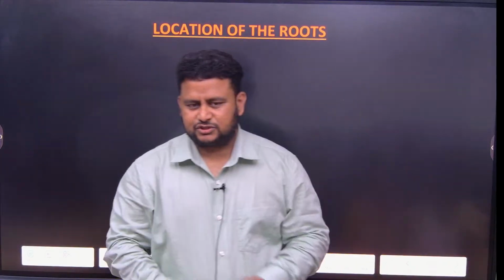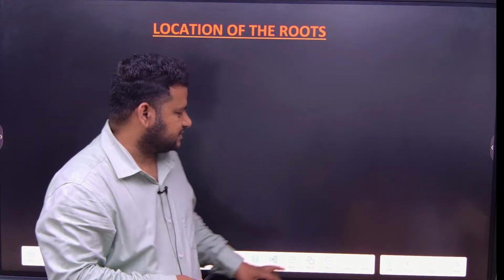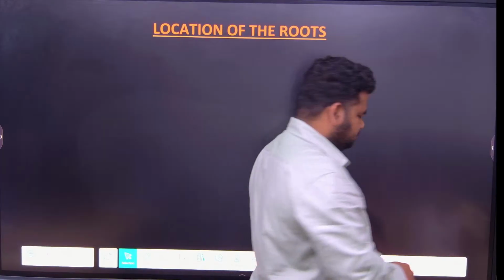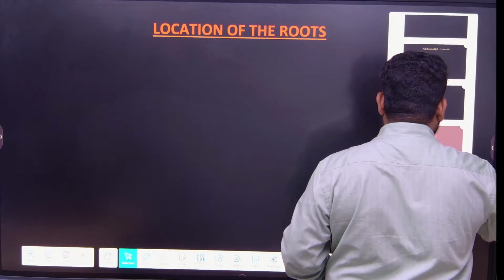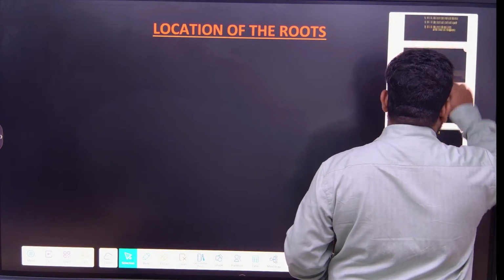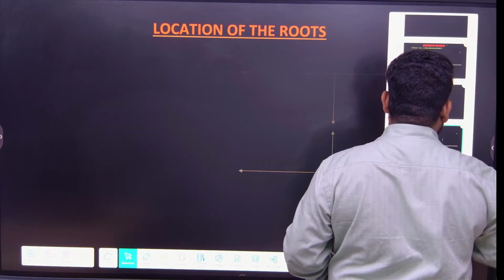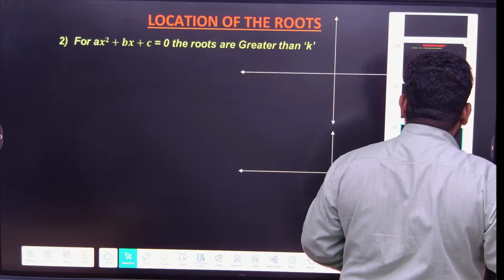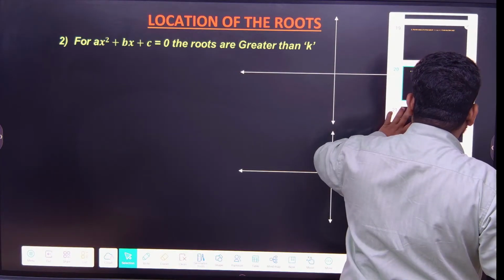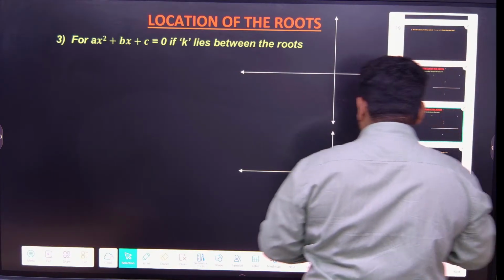Alright, let us resume. In the previous session we were discussing the location of the roots. The first two types are done, correct? Location of the roots we were discussing. Now we have to discuss this, when k lies between the roots.